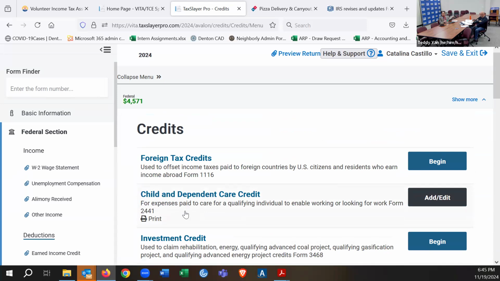Hopefully everyone's figures agree with mine. $4,571 refund. So I'm pretty sure I've finished inputting everything.